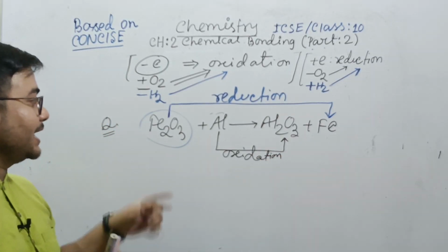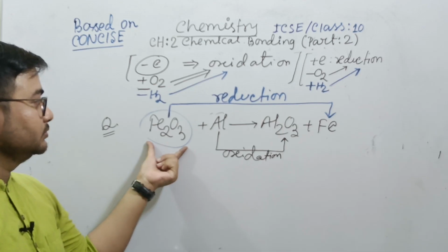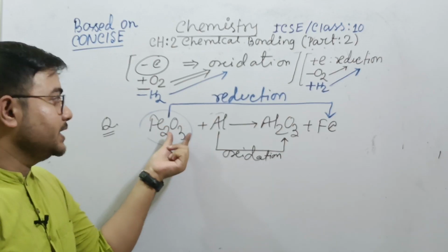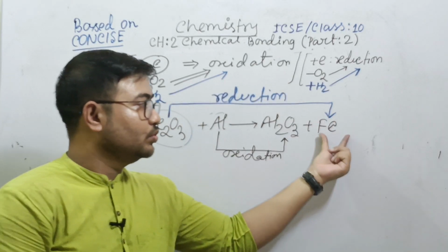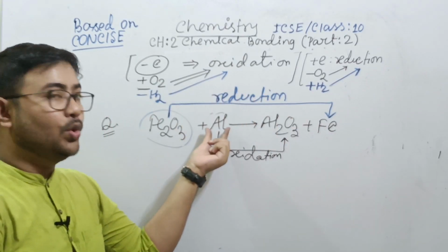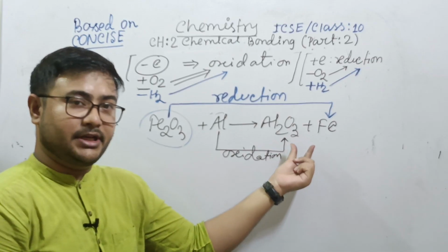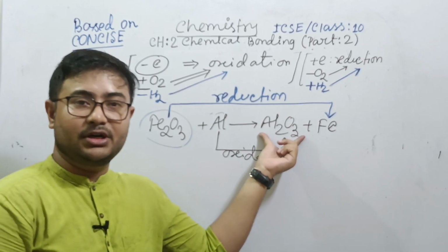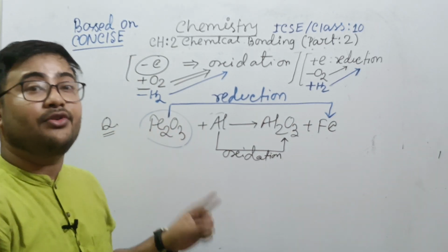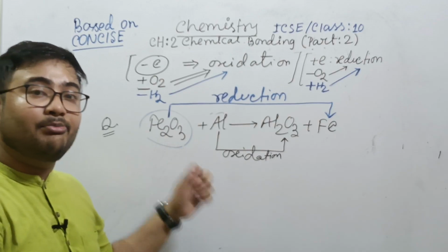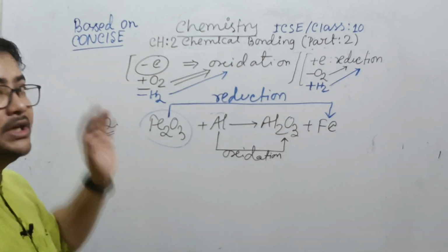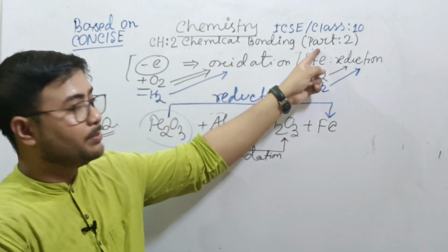So look at the board. In the single reaction, one compound removes its oxygen and converts to only metallic iron, which is reduction. Here the only metal attaches with oxygen and forms aluminium oxide, which is oxidation. So it is not only oxidation, nor only reduction. So this is a complete redox reaction. Do you understand?